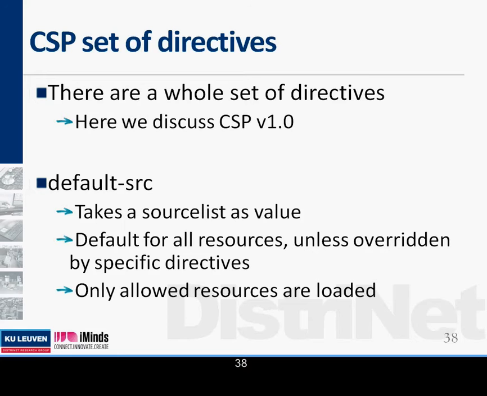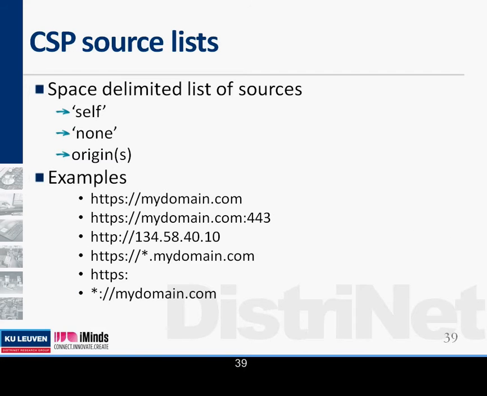The main directive is default-src. Anything you don't specify in the header can be specified by the default source. As values, it takes a source list, and we will see a few examples of the source list. It defaults for all the resources unless explicitly overridden by specific directives. And it mentions which resources are allowed to be loaded as part of your page. By loaded I mean being fetched and rendered in your page. The source list itself can say 'self', which means the website itself, or 'none' if you don't want to have any being included, even not from your own website.